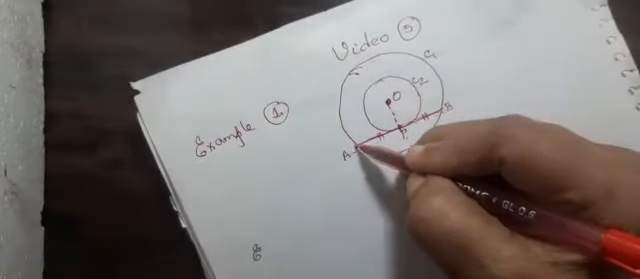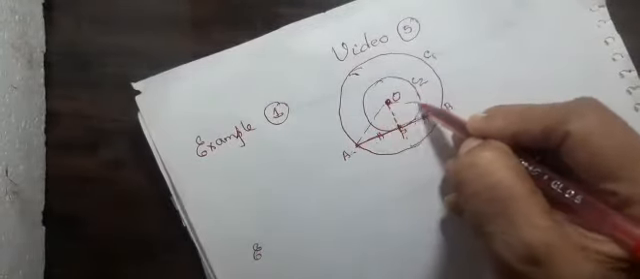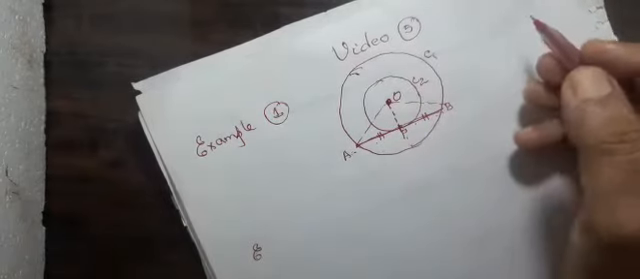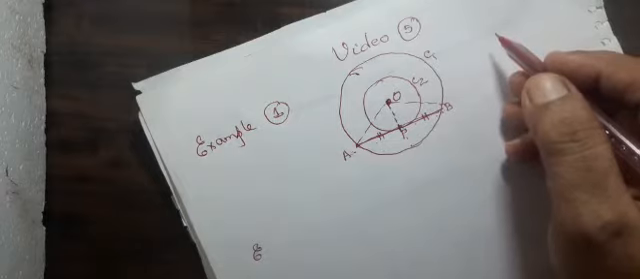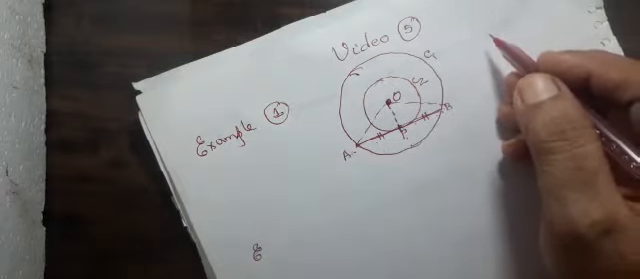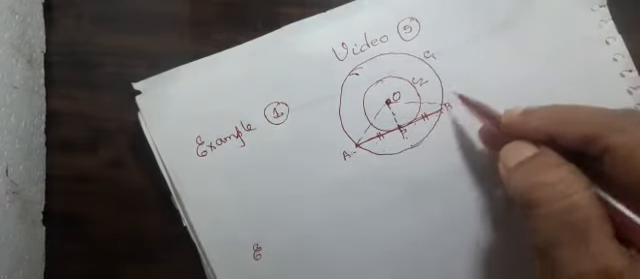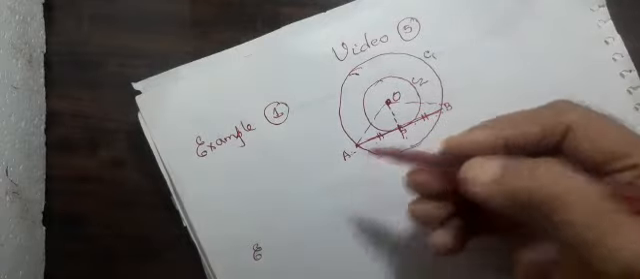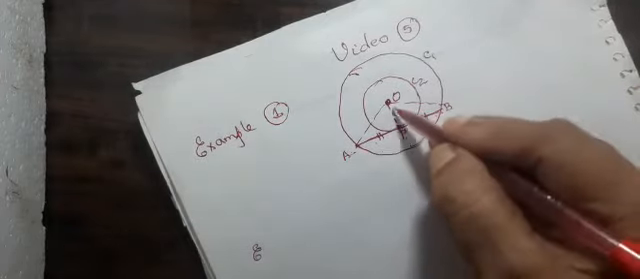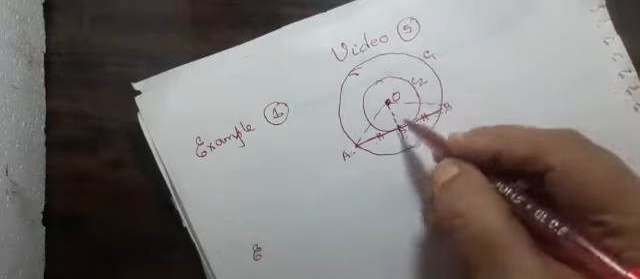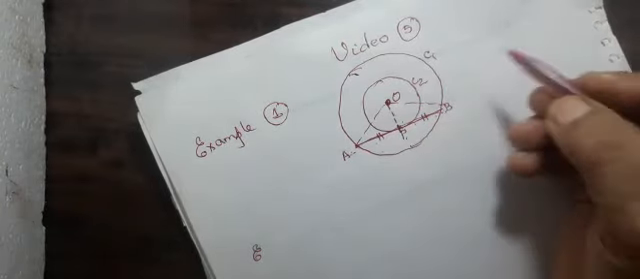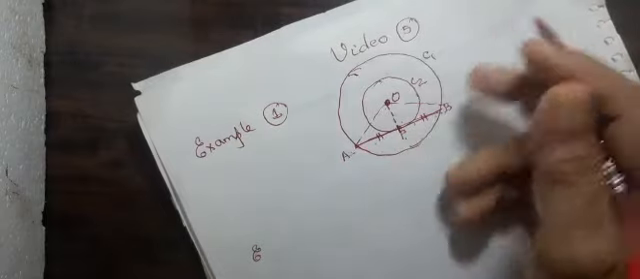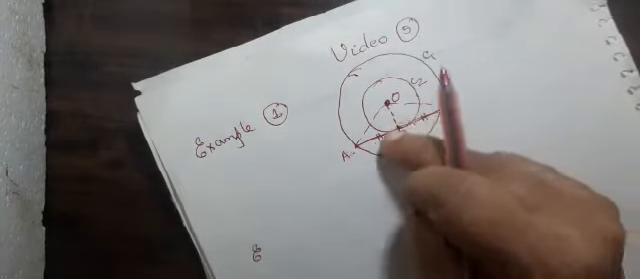What you can do is join OA and OB. This is the other method I am showing you. The first method is given in the textbook and I just explained the proof they have given. Now we can do it this way also. OA and OB you have to join, and then you should say angle OPB is equal to 90 degrees, angle OPA is equal to 90 degrees.